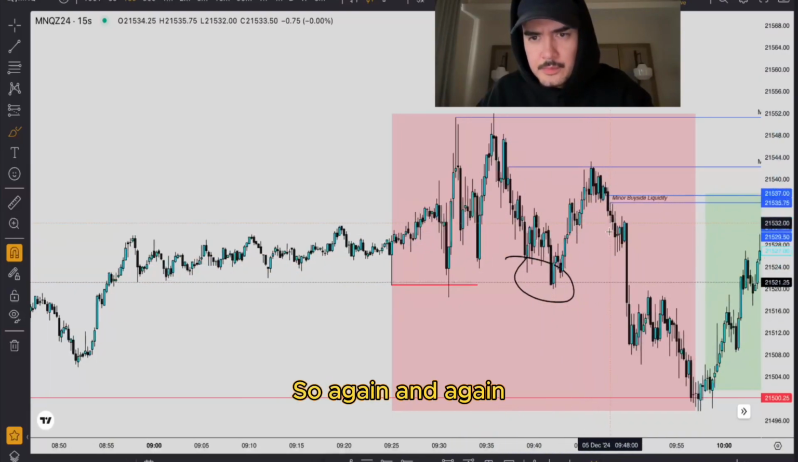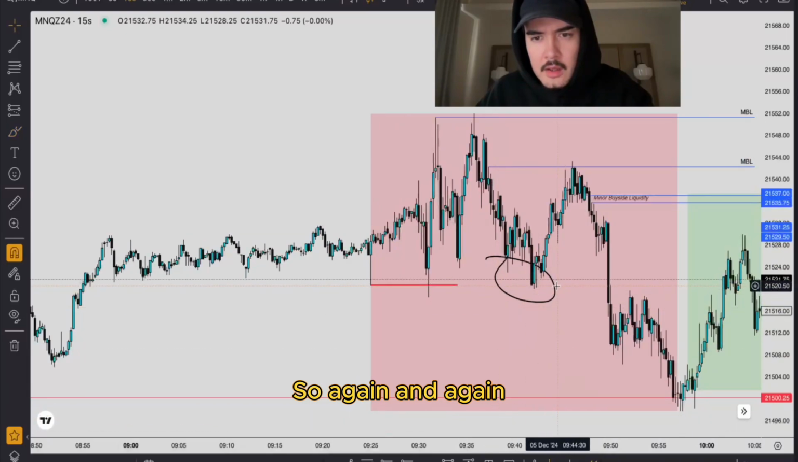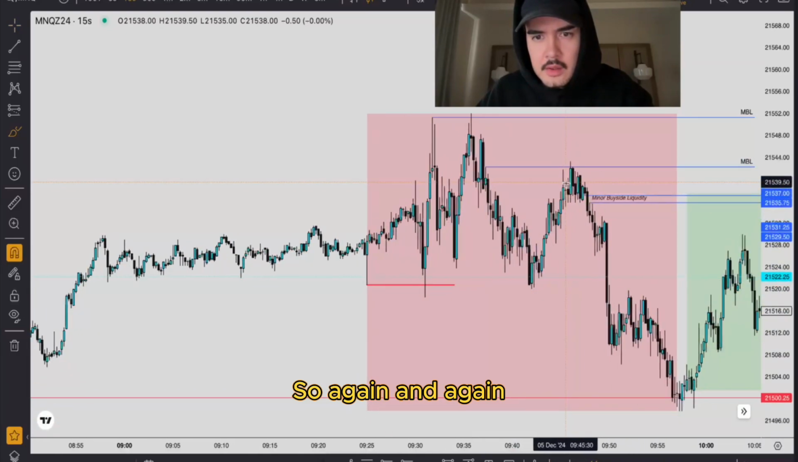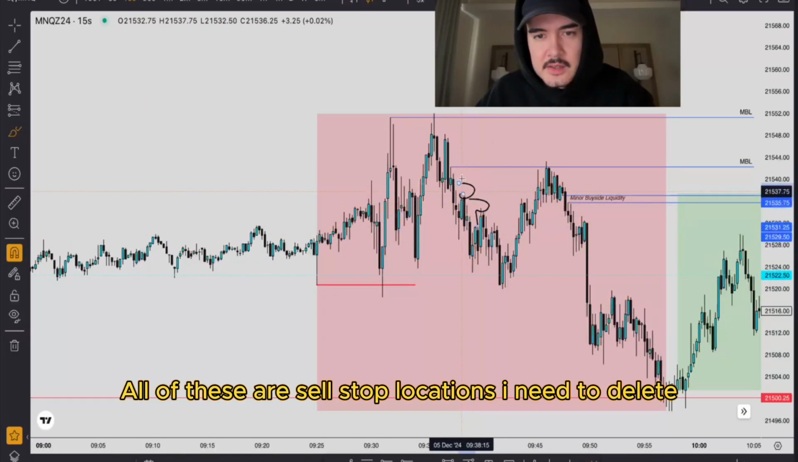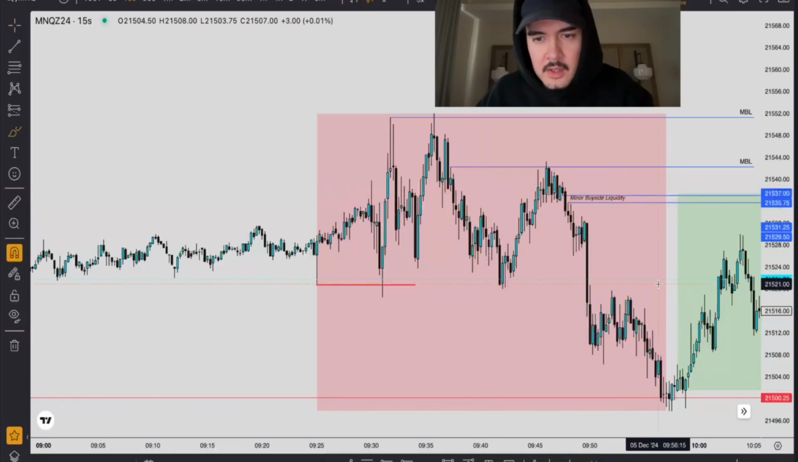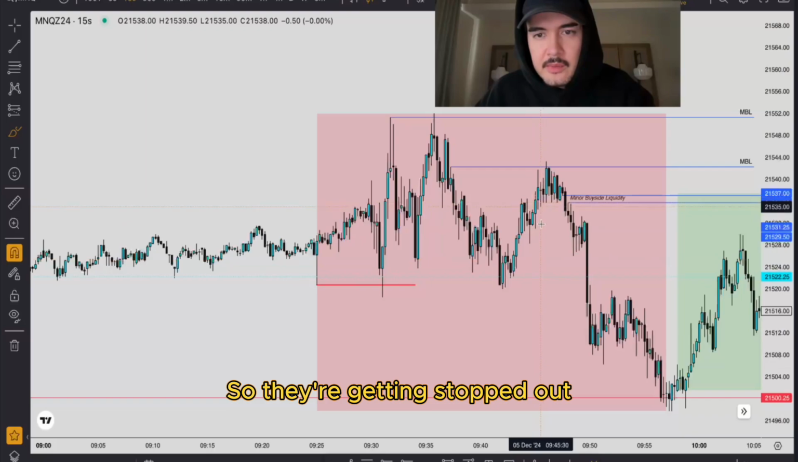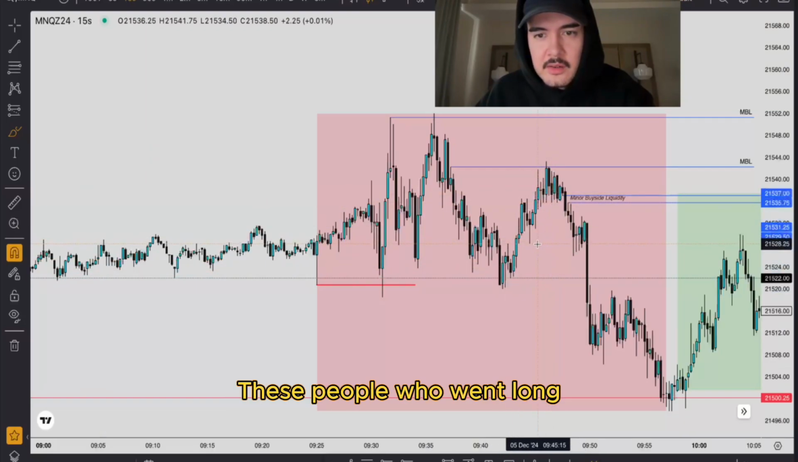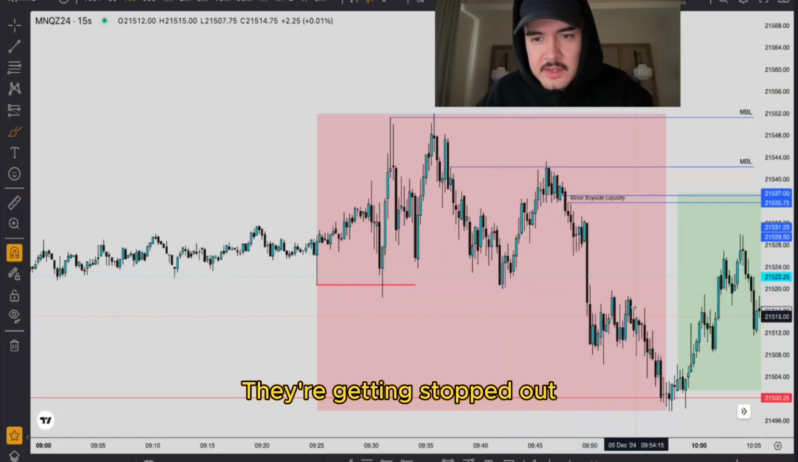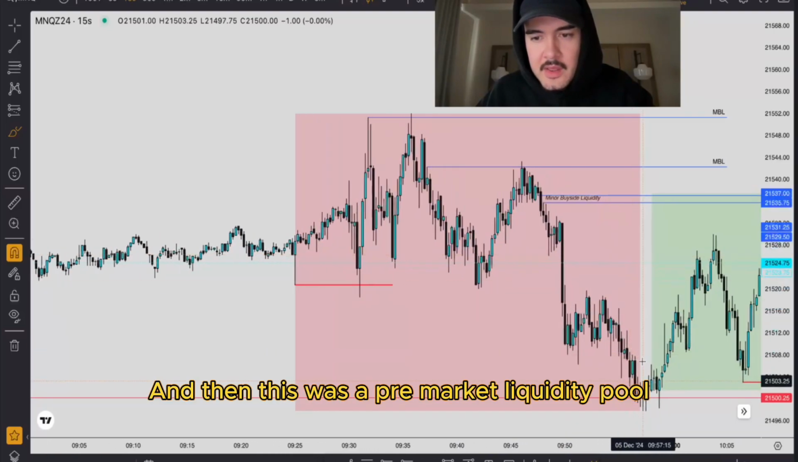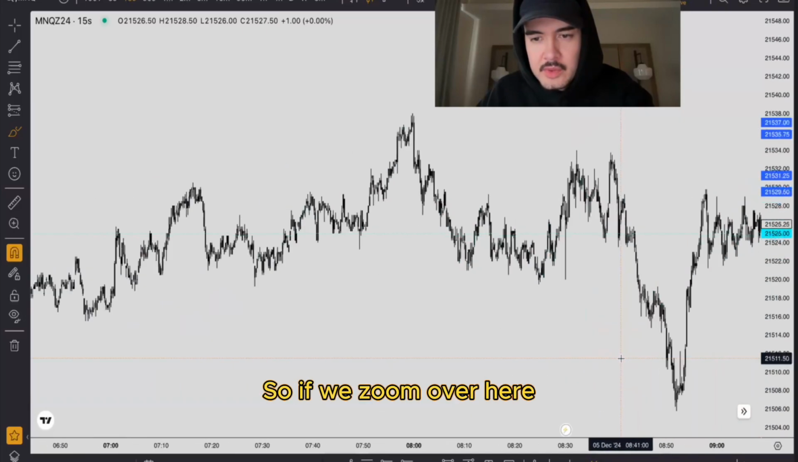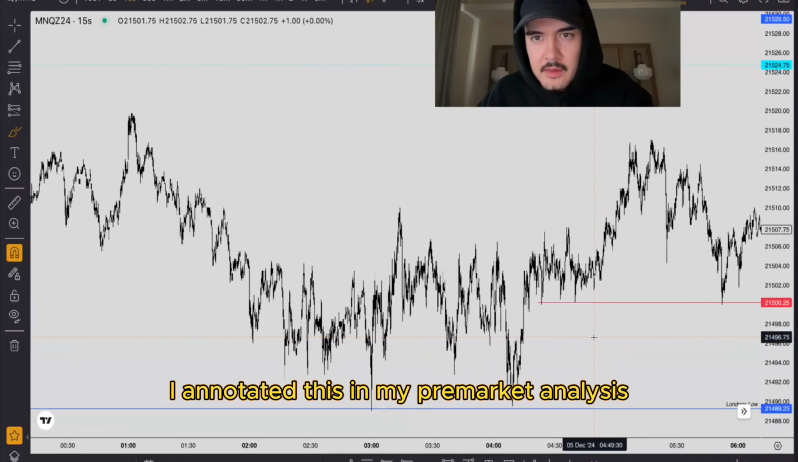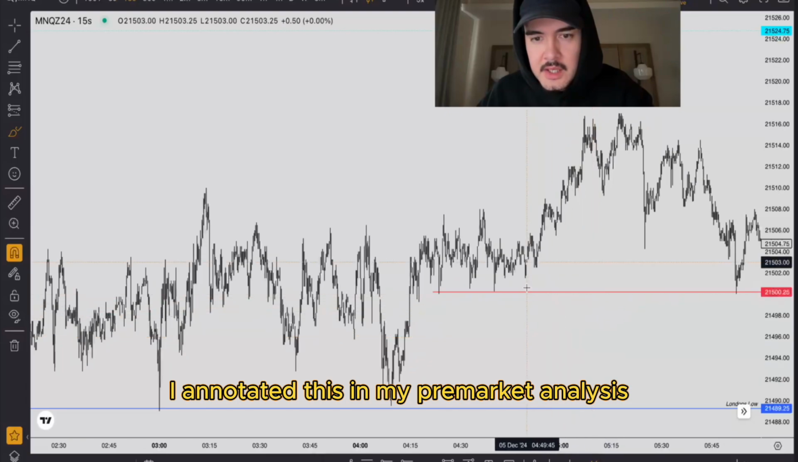And again, people, all of these are sell stop locations. I need to delete. So they're getting stopped out. These people who went long, they're getting stopped out. And then this was a pre-market liquidity pool. So if we zoom over here, I annotated this in my pre-market analysis.